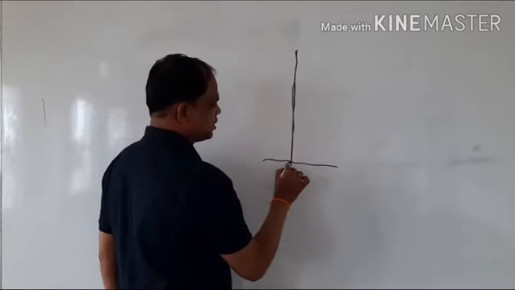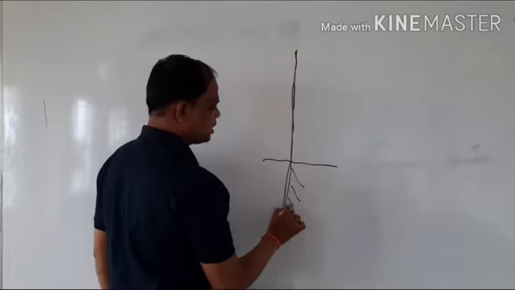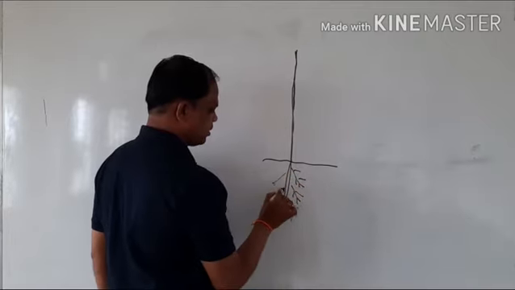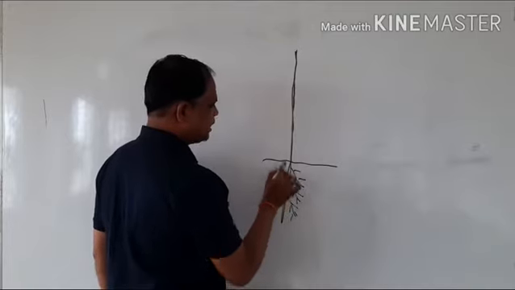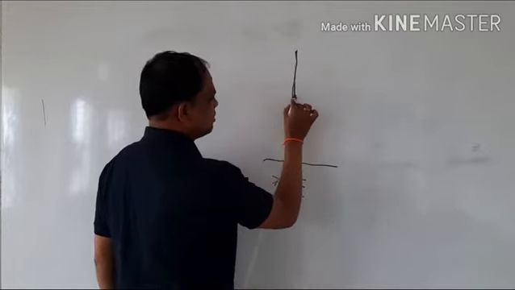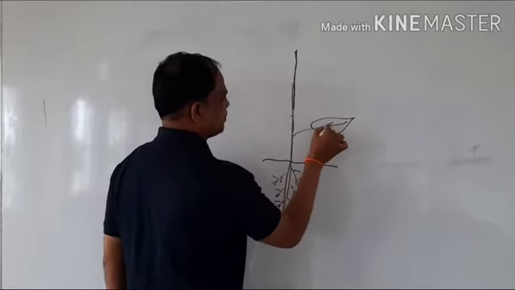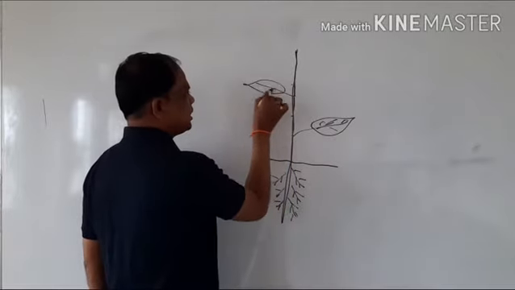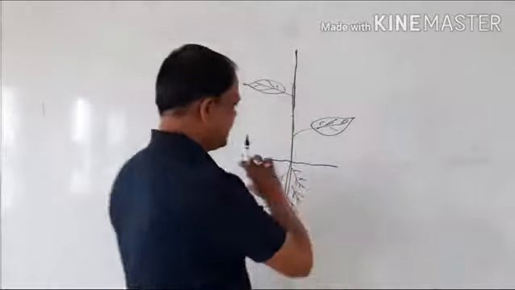Angiospermic plants. Here is the root system, and all the roots are here. Finally, at the nodes, the leaves develop. Finally, the plant system is made up of different series.